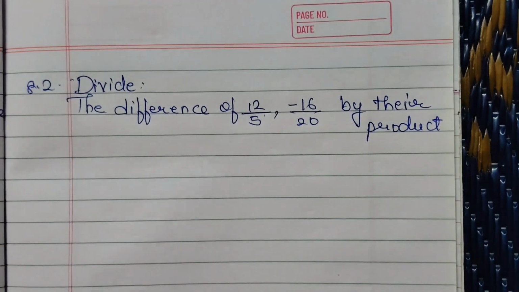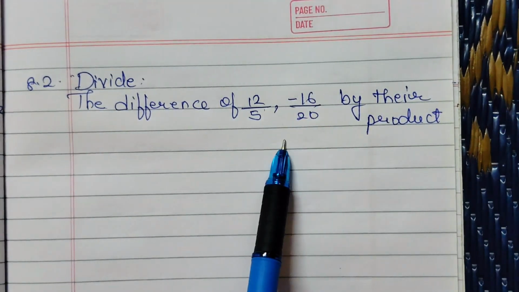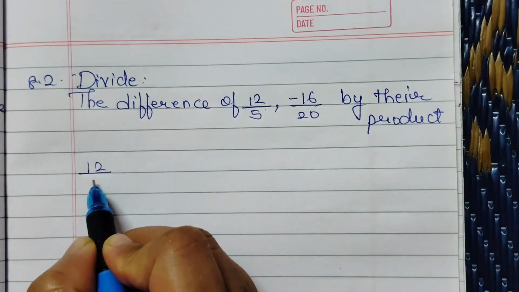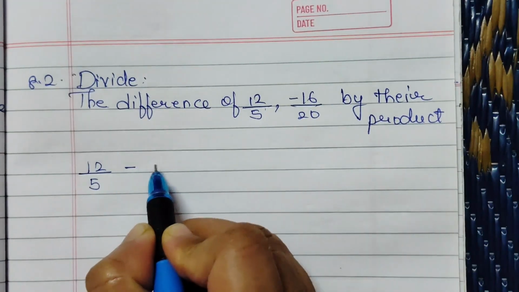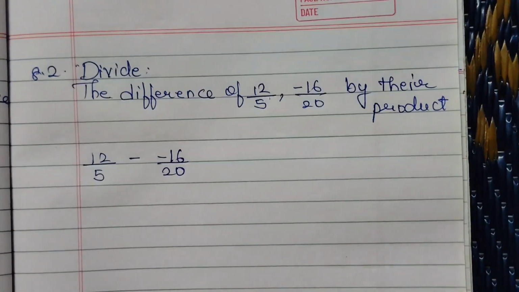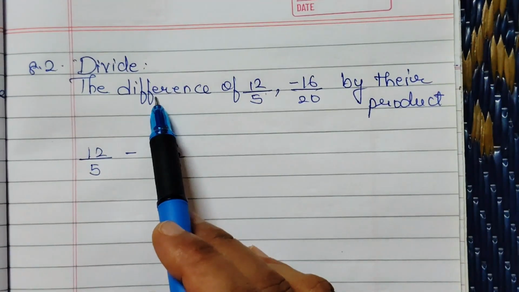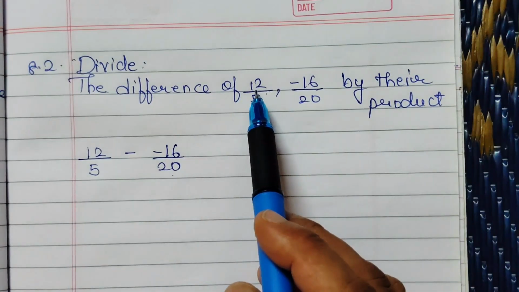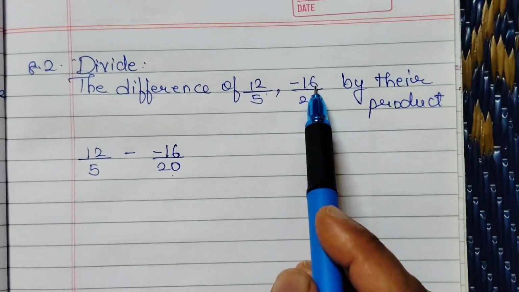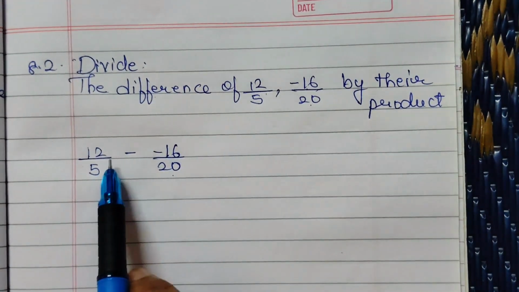Okay, so first what we have to find? The difference of 12 upon 5 and minus 16 upon 20. So let's start. 12 upon 5 minus 16 upon 20. Now I directly wrote 12 upon 5 minus 16 upon 20. They have told what? The difference of. Sometimes they say subtract 12 upon 5 from 16 upon 20. When "from" comes, that time we take this over here. Okay, but right now it's nothing there, so directly we are subtracting.